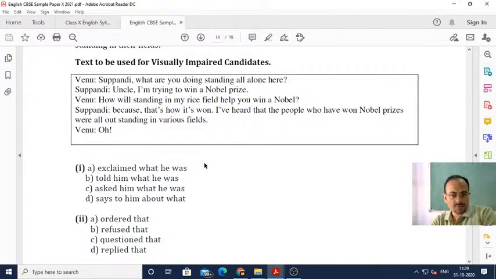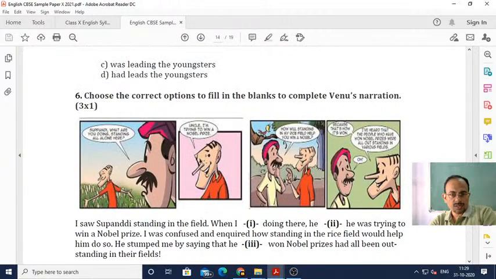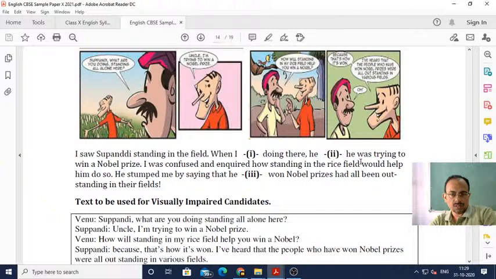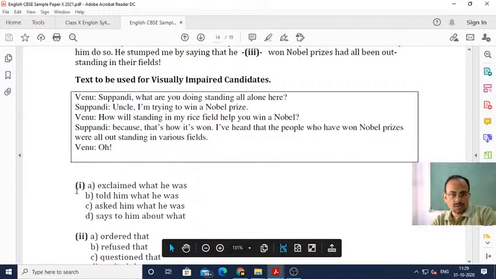This is reported speech only, okay. Reported speech questions are given in this manner. See, reported dialogue is going on, and next to the dialogue they're giving a question: "I saw Supandi standing in the field, what was he doing there?" So here it is given.